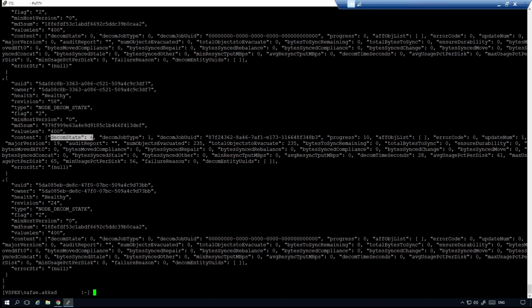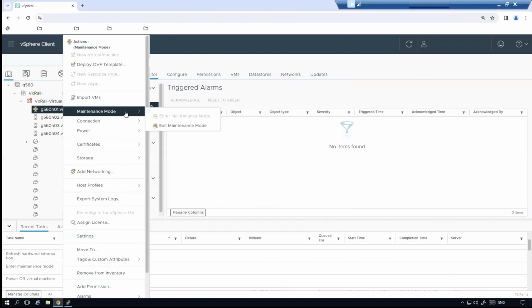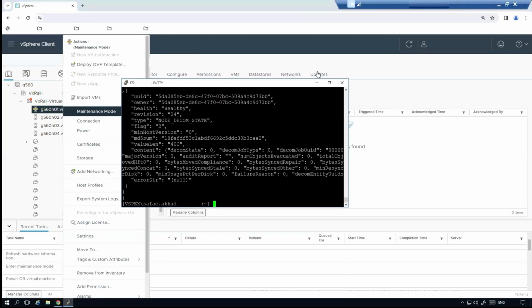If a node is stuck in entering or exiting maintenance mode for any reason, you would usually find that when you right-click the host, you go to maintenance mode, both options would be grayed out. If this happens for any reason, you can always try to run the following command to exit maintenance mode.